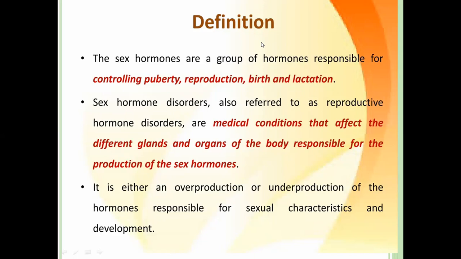It is responsible for sexual characteristics and development. If there is less secretion of this hormone, that is underproduction, then problems are observed in controlling puberty, reproduction, birth control, and lactation. So that's why there is a need for proper and regular secretion of this hormone in the female reproductive system and male reproductive system.